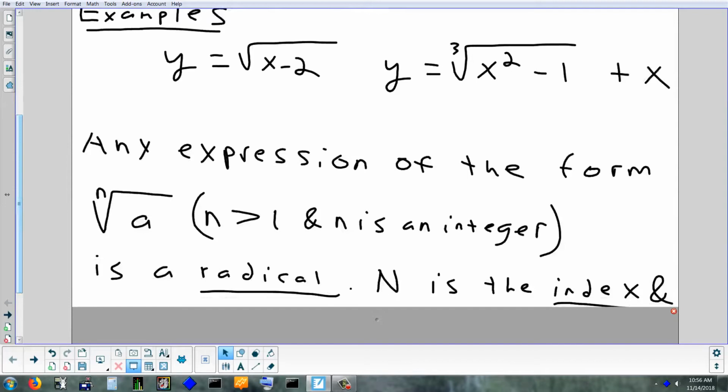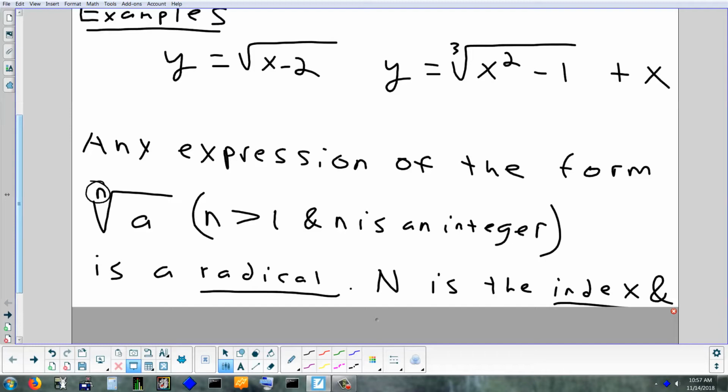So any expression of the form nth root of a could be a square root, cube root, fourth root, any root. So if you have a root, that number right there is called the index, and it tells you the root you're taking. The index, or the n, has to be a number bigger than 1, and it's an integer. So there's no such thing as a 2.5 root. You can do a square root, you can do a cube root. There's nothing in between. So the index is always an integer greater than 1.